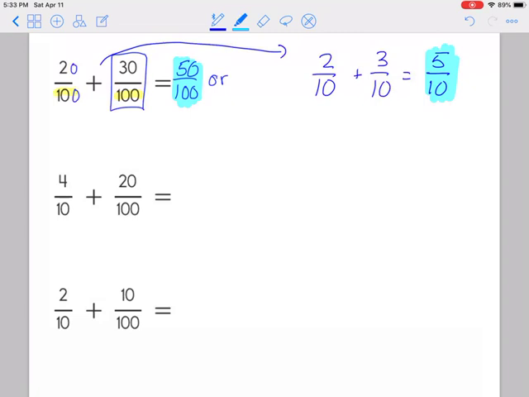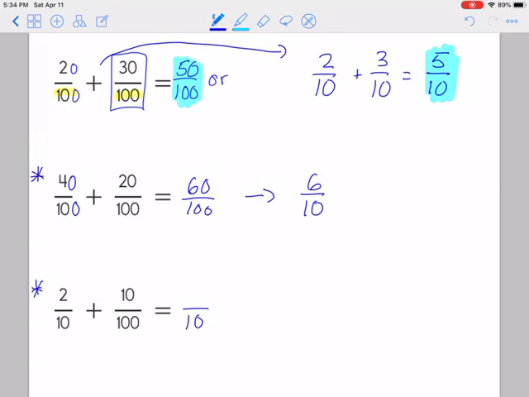Okay, we're going to do the same thing. I'm going to do this problem with the denominator 100, and I'm going to do this problem with my answer in tenths, so you could see both strategies. So 4 tenths, I have to multiply by 10 to both sides, so it becomes 40 hundredths. And 40 plus 20 is 60, and you get 60 hundredths. If you did it in tenths, you would get 6 tenths.